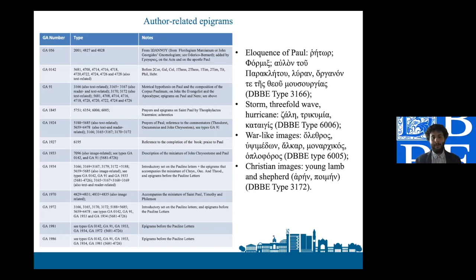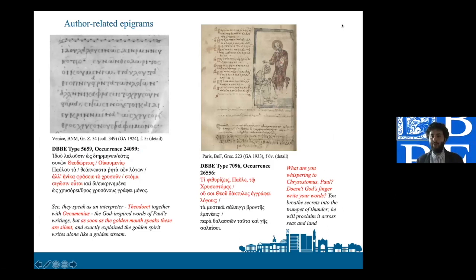At the same time, we also have epigrams that describe the figures of the commentators and interpreters of the Pauline corpus. For example, in this epigram from the manuscript J 1924, type 5659, there is the mention of Theodorus and Oecumenius as the commentators of the Pauline corpus, and I quote: "As soon as the golden mouth, which is the typical attribution for John Chrysostom, speaks, these are silent."